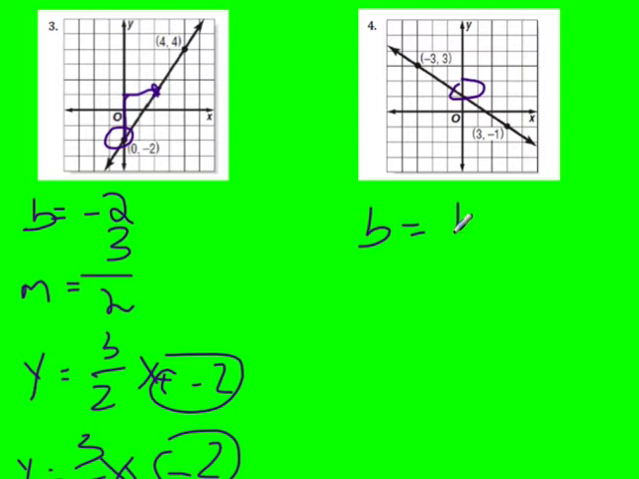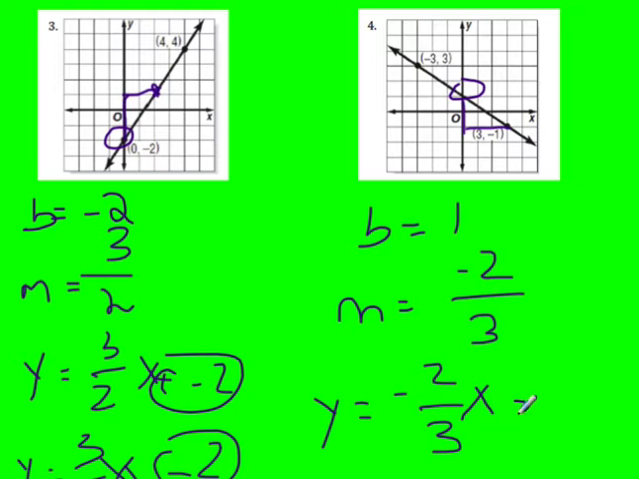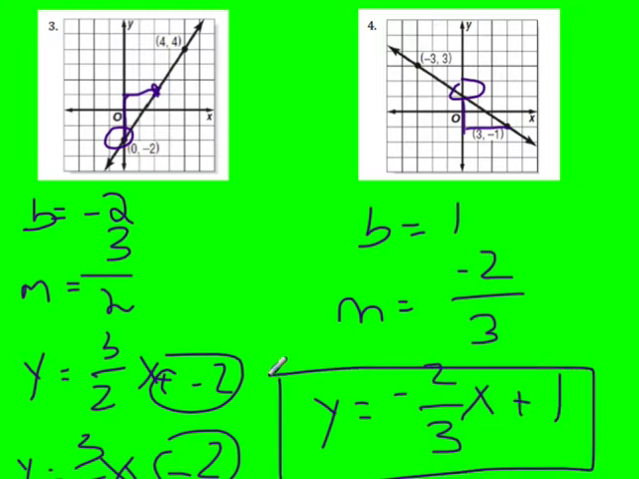And then we're going down 1, 2, and over 1, 2, 3. Well, since we're going down, it's going to be negative. So we're going down 2, and then we're going right 3. So we can go ahead and plug that in. So y is equal to m, which is negative 2/3, and then x, and then plus b, which is 1. So that's your slope-intercept form right there.